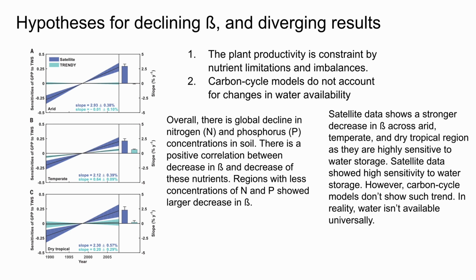Transitioning to the second hypothesis, satellite data shows a stronger decrease in beta factor in certain areas, which are arid, temperate, and dry tropical regions. Those regions are highly sensitive to water storage, and satellite data reflects that. What it means is that if the water availability is low, if the water is scarce, then the satellite data shows a stronger decrease in beta factor.